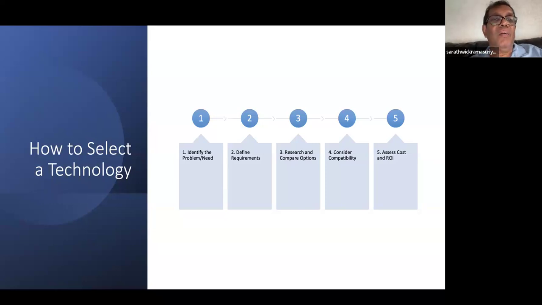So therefore, when you want to select a technology, you identify the problem, define requirements, compare options and consider compatibility. Now, for example, Sri Lanka is now going towards digitalization. Is this good or bad? This is good, because you know why? What do you mean by digitalization? Digital means 0 and 1. Computer science people know that 0 and 1.